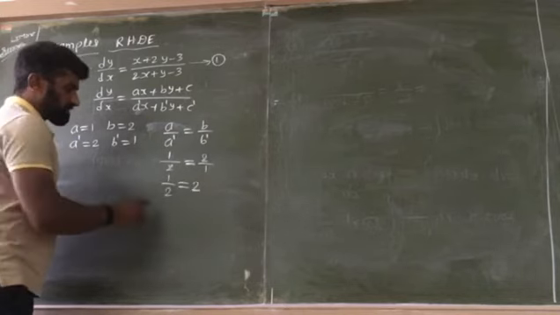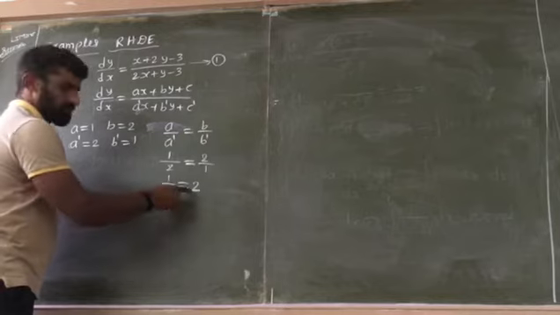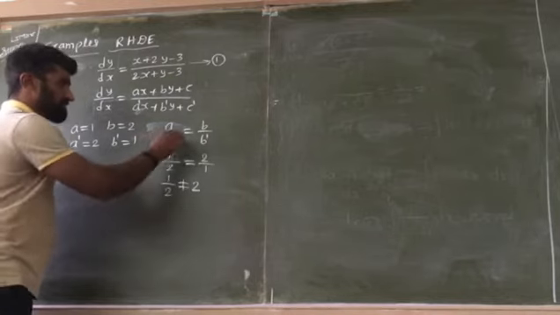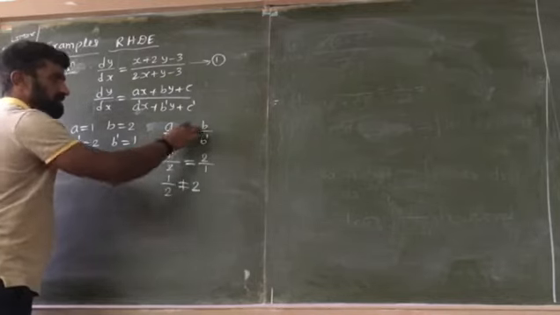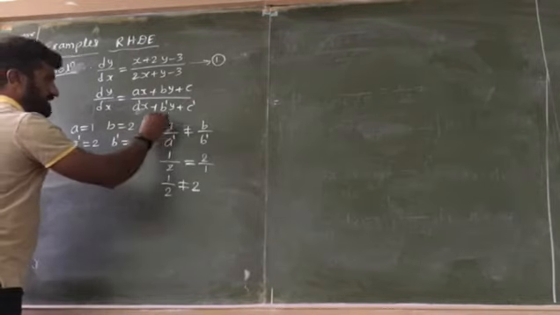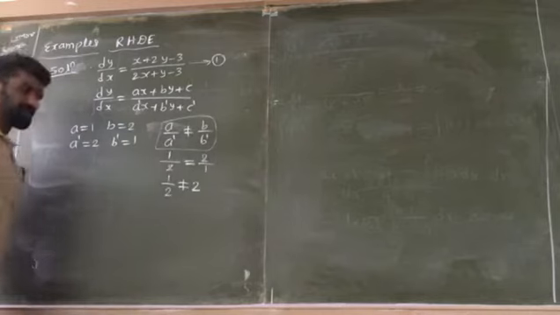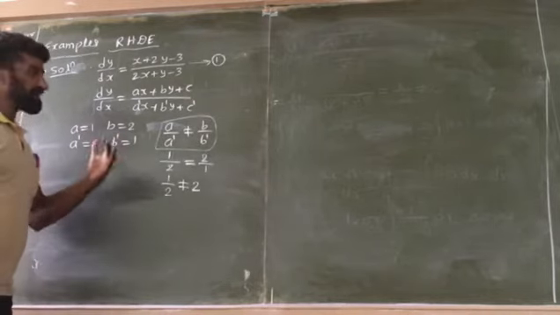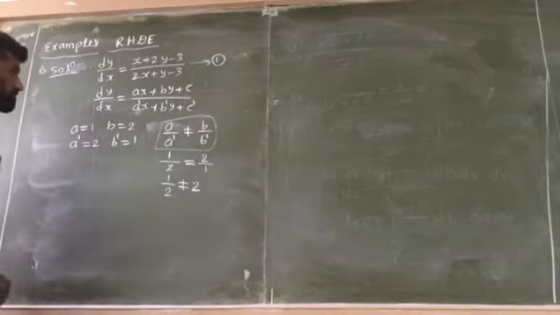That is 1 by 2 and 2 divided by 1 is 2. Does 1 by 2 equal 2? No, it is not equal. That means a by a' is not equal to b by b'. The given example is in the form where a by a' is not equal to b by b'. So what is the procedure? What should we do?